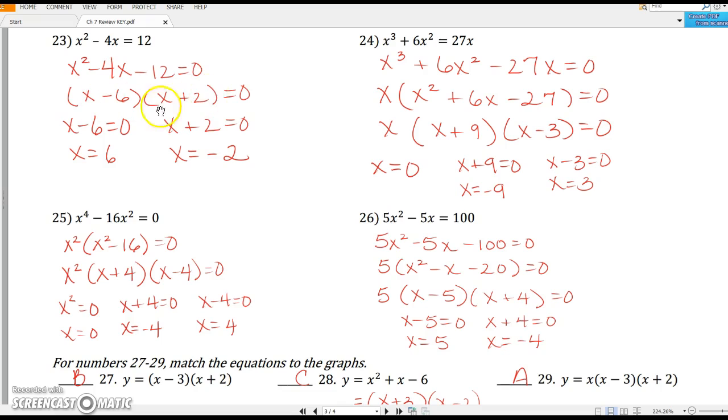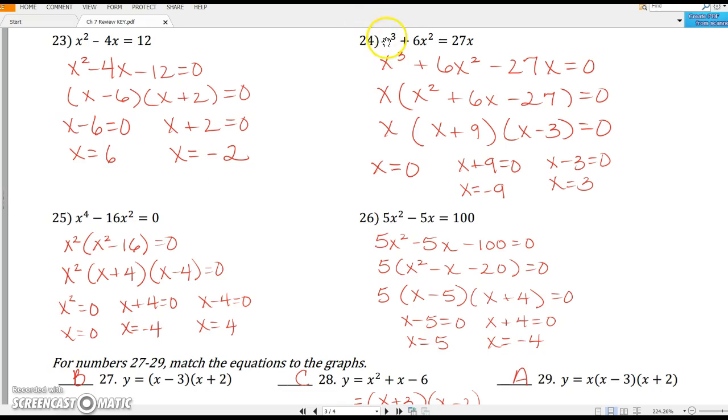As usual, FOIL this back together to make sure you really do get this. If you do, then continue on by solving. Set this factor equal to 0, set this factor equal to 0, and solve. When you get these answers, you can plug them back in. You plug a 6 in here. 6 squared would be 36, minus 4 times x would be 24. 36 minus 24 is 12. Woohoo! You will also get it correct if you plug in this answer, so you can check these.